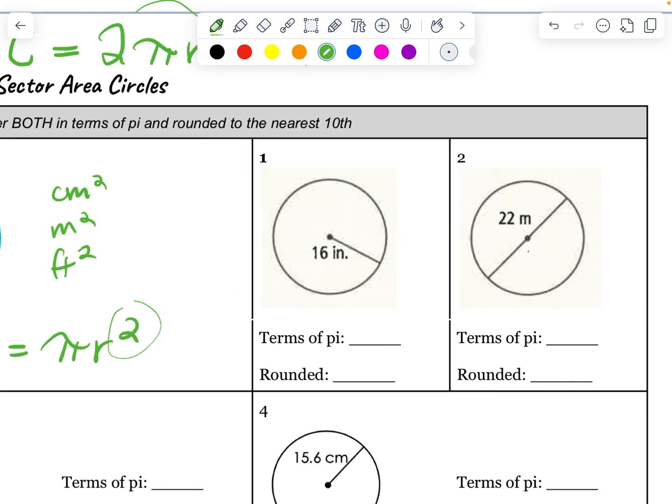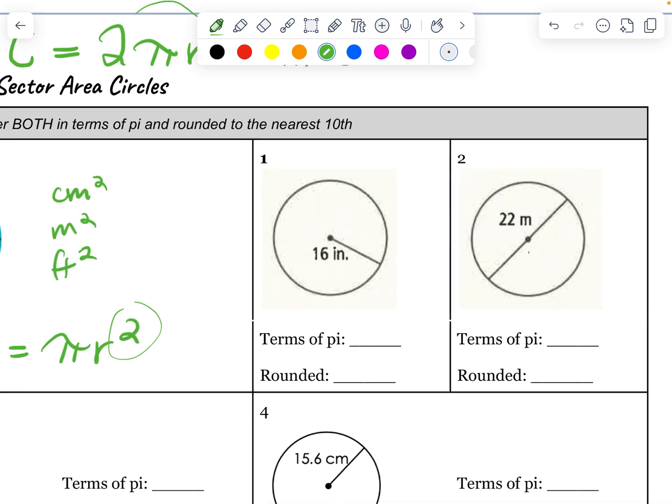All right, so let's try this in terms of pi and rounded. So we're going to go pi 16 squared. In terms of pi, pretty straightforward, 16 squared is 256 pi. And then 256 times pi, to the nearest tenth, is 804.2. And what are we talking? Inches squared.